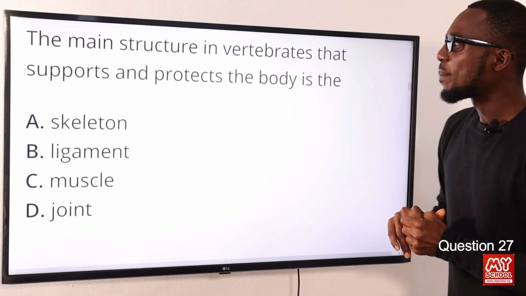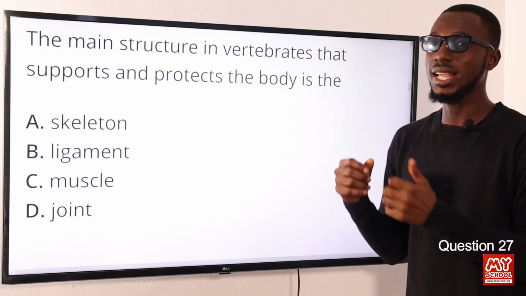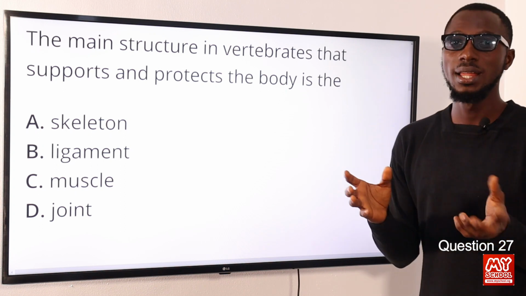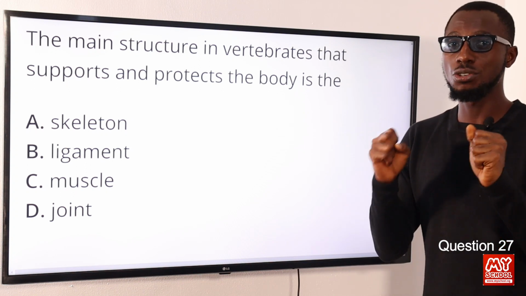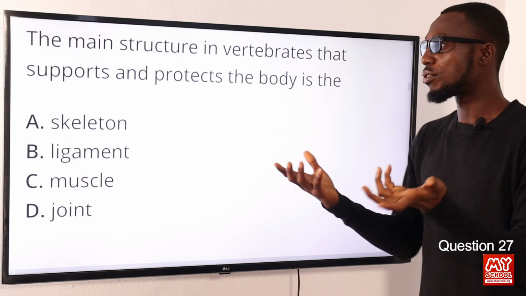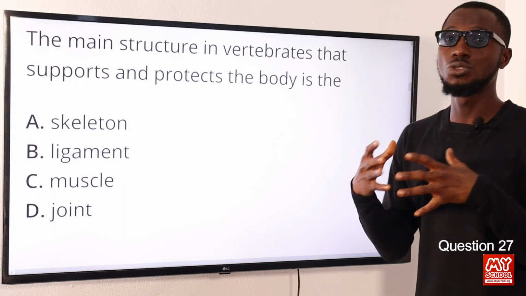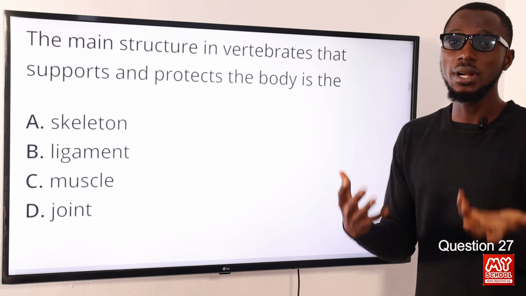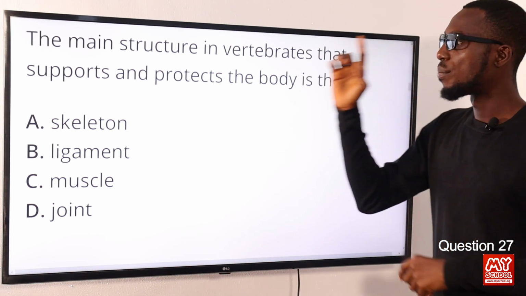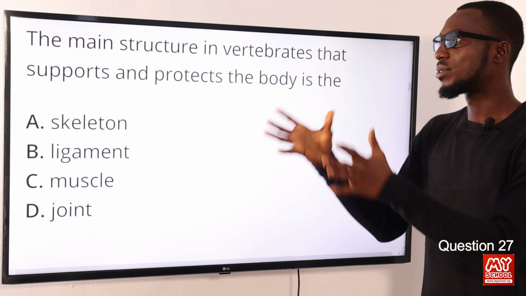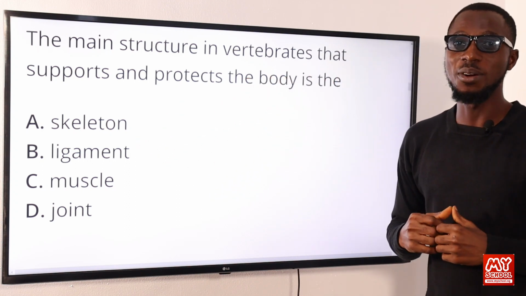Question 27. The main structure in vertebrates that supports and protects the body is the what? That is the skeleton. Why are we going for skeleton? Organisms first evolved in water, and in water they have enough support to successfully survive the Earth's gravitational pull. But as evolution occurs, they move to land where the air is less dense than water. And this implies that there should be a support system. So in the course of evolution, organisms have to evolve a system that can support them, allow movement and also provide protection. And that is where the skeleton came up. So the main structure in vertebrates that supports and protects the body is the skeleton. Option A is the correct option.